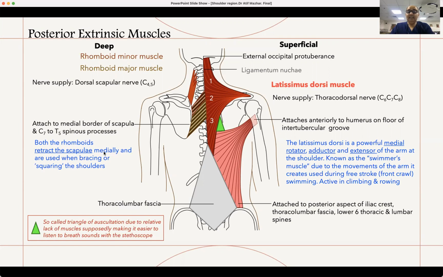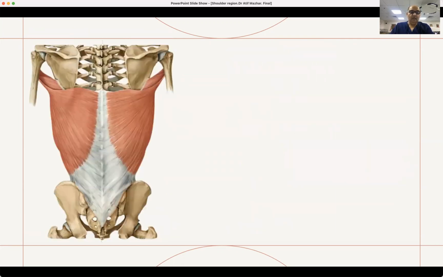What they do, they retract the scapula medially, and they are used when bracing or squaring the shoulder. So when you're doing that, at that time you're using it. Now look at it, a complete latissimus dorsi, thoracolumbar fascia. And you can see it's going to the floor of my bicipital groove.